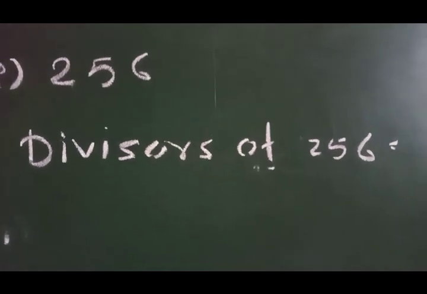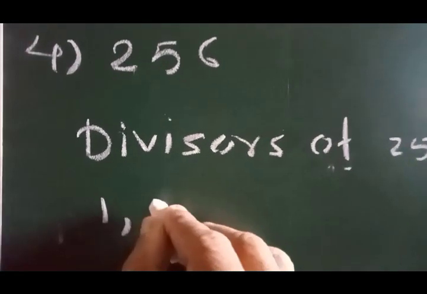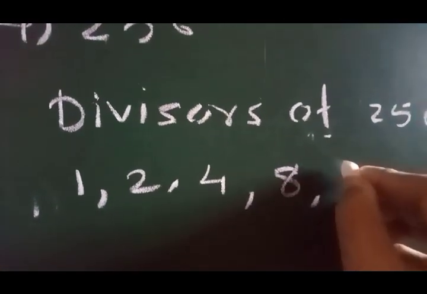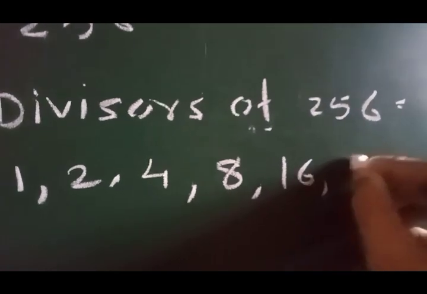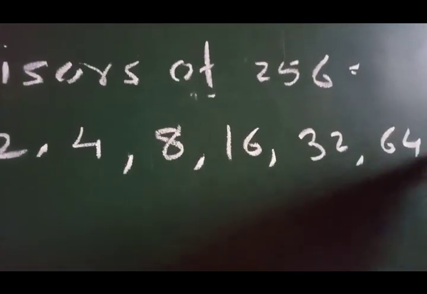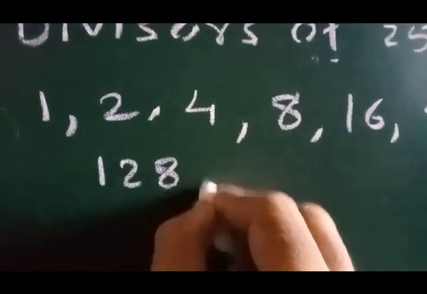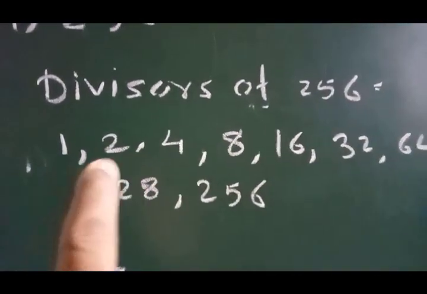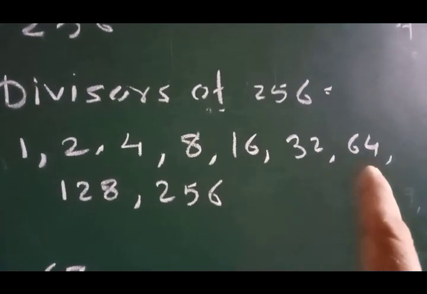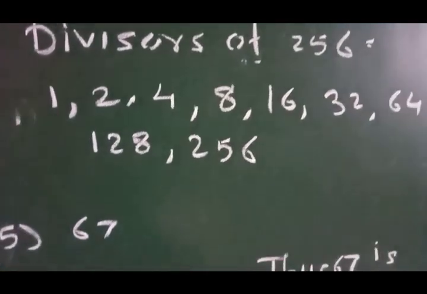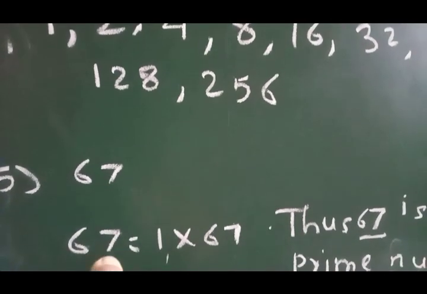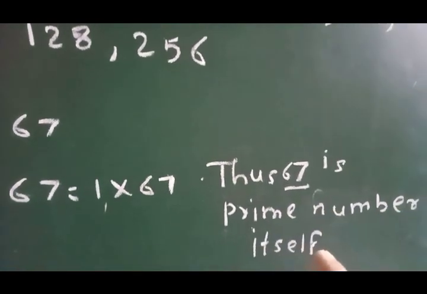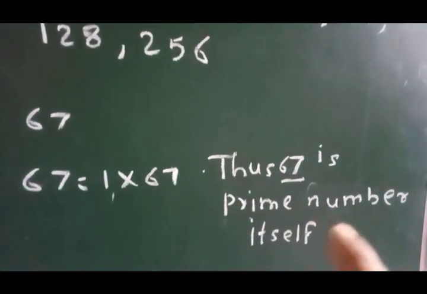Divisors of 256: 1, 2, 4, 8, 16, 32, 64, 128 and 256. Number 5, 67. 67 equals 1 times 67. Thus 67 is a prime number itself.